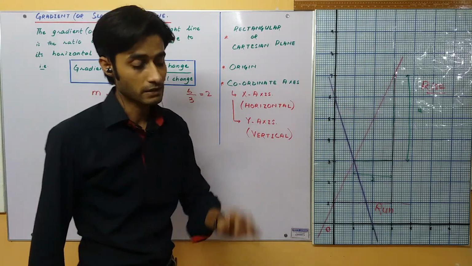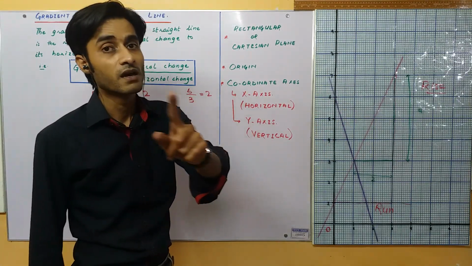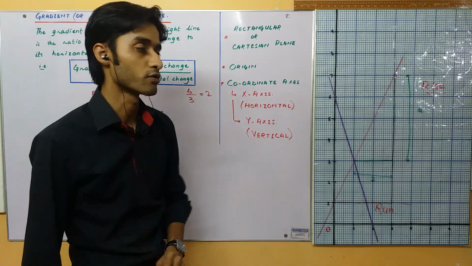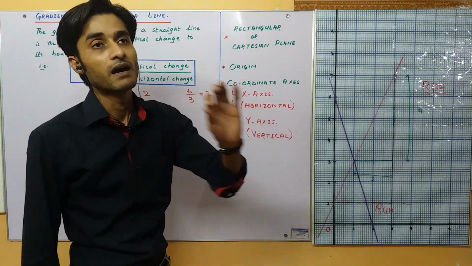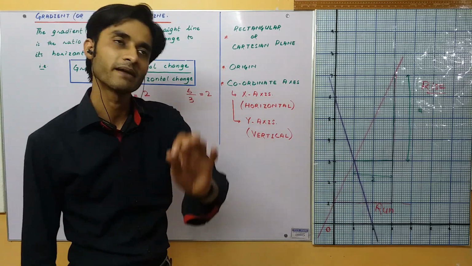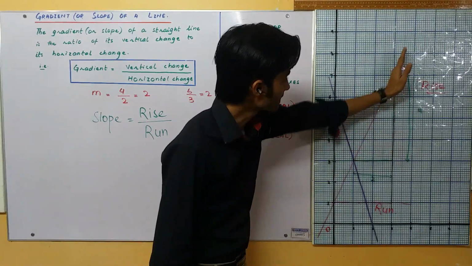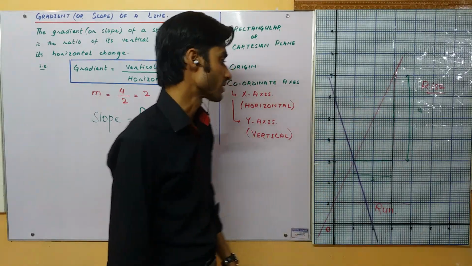I really hope that my two things, increasing line and decreasing line, are clear. Increasing lines, rise is positive, run is also positive. Decreasing line, rise is negative, run can be positive. Any one of them has to be negative, but you just keep one thing in your mind, rise is negative. Okay, so in this case, rise and run both were positive.